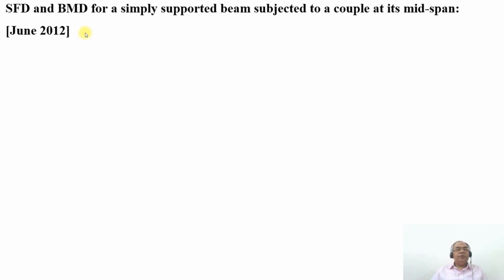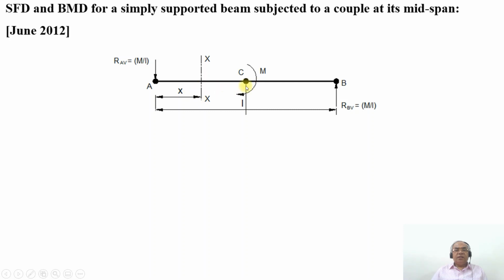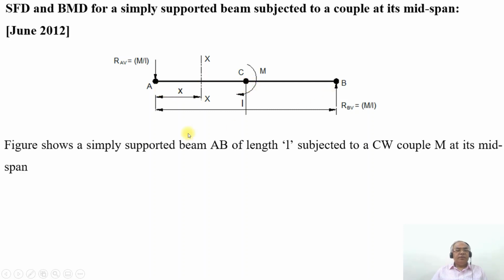Now, in this video, we are going to discuss how to draw the SFD and BMD for a simply supported beam subjected to a couple at its midspan. Here you have the simply supported beam. The figure shows a simply supported beam AB of length L subjected to a clockwise couple M at its midspan.